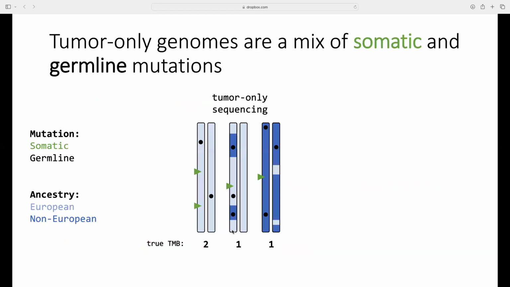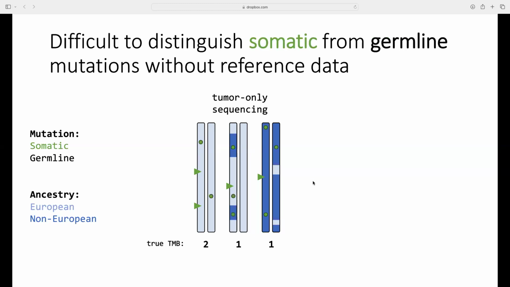And so what happens is, if you think about these tumors as coming from patients with diverse ancestry proportions, there are some individuals who are predominantly European ancestry, some who are admixed, and some who are predominantly non-European ancestry. When we do this tumor-only filtering, what we want to do is find these green somatic driver mutations, these green triangles, and exclude these black germline variant dots. When we first call, we can't distinguish these. We just see all of the mutations.